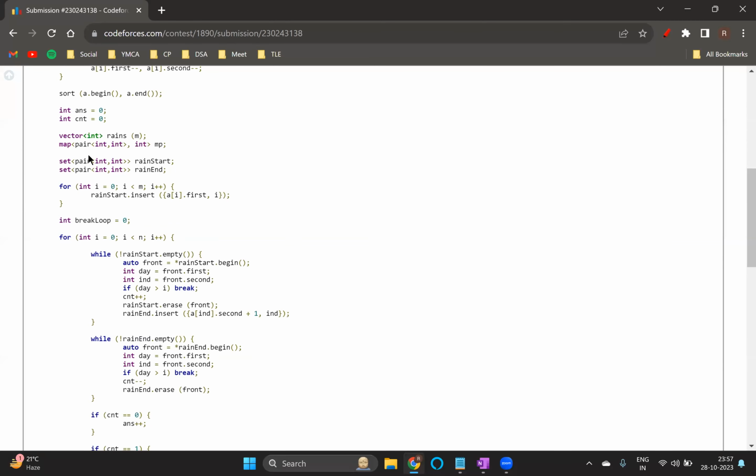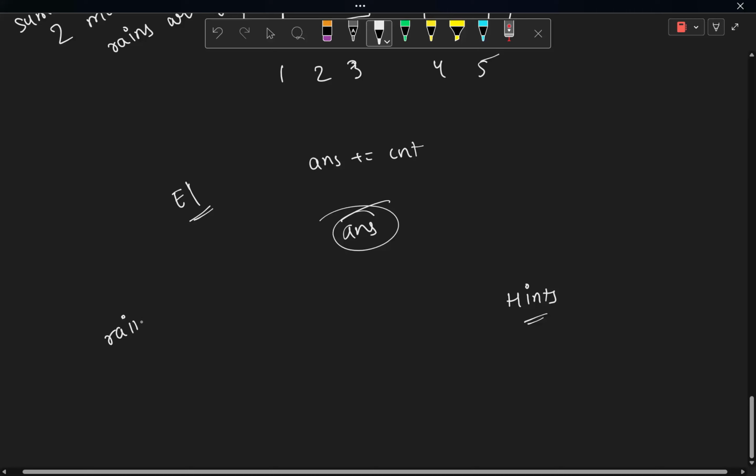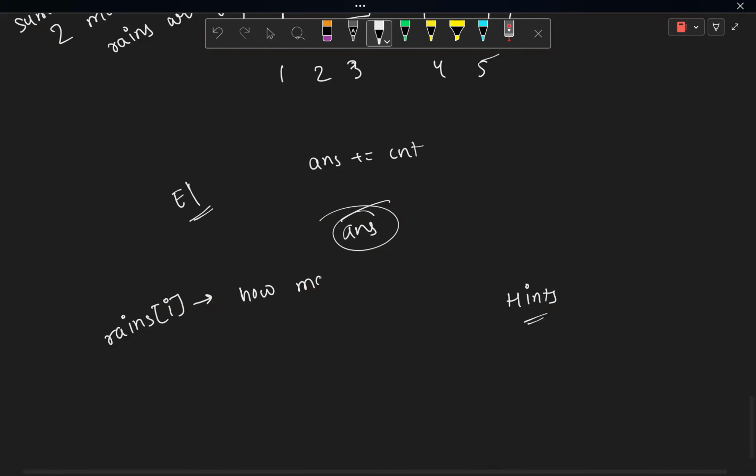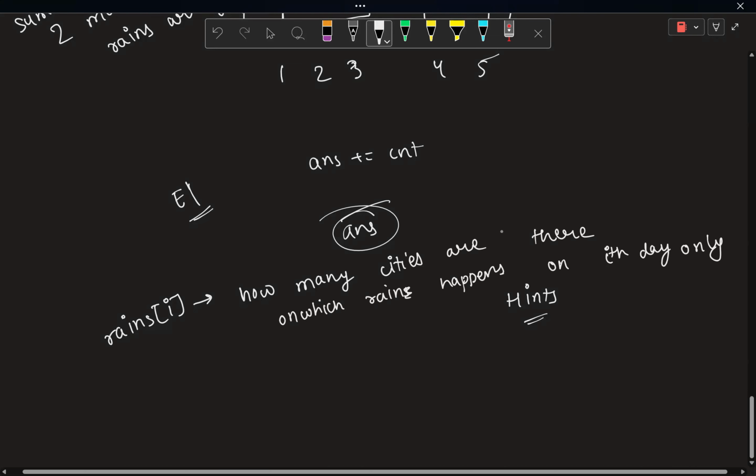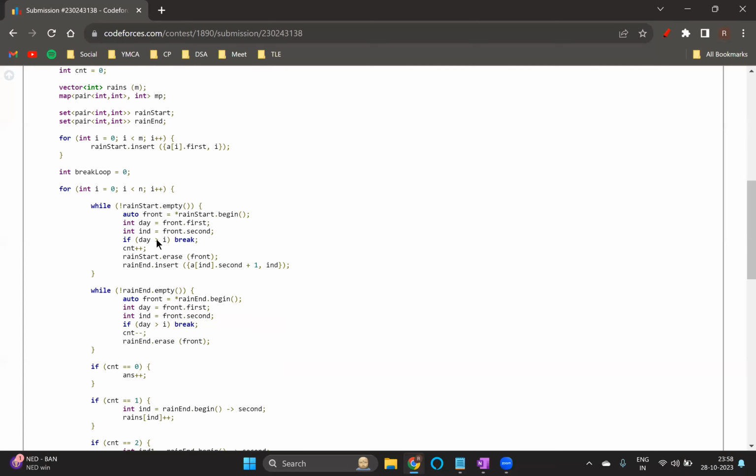Then I declared this vector of integers, rains. Let me define these things for reference. In rains I will tell how many cities there are on which rain happens on the ith day only. So if you avoid rain on this day, then these cities will become dry.